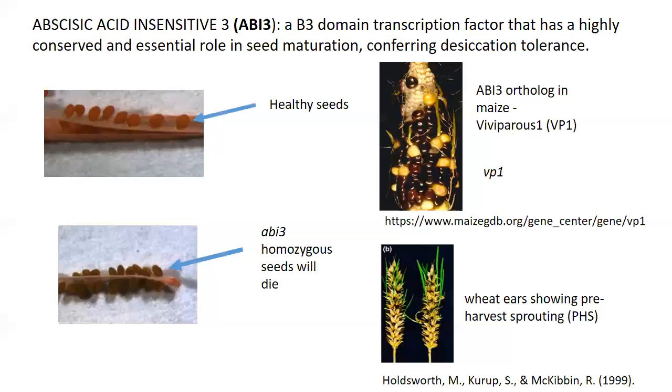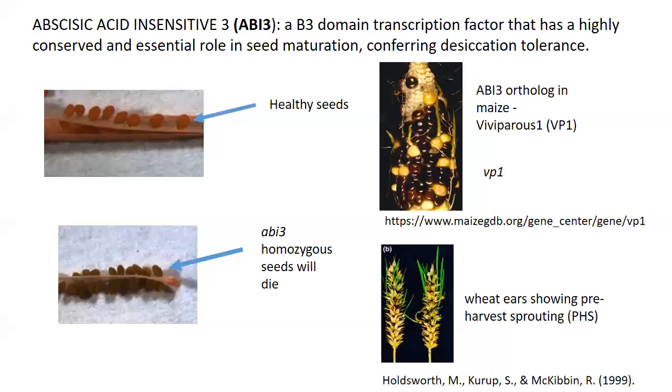I show the figure here. These are the seeds of Arabidopsis. This is a healthy seed. We can see it's brown. And when this ABI3 protein is removed, or mutated, in the plants, the seeds will die. It's because the seeds are not prepared for desiccation. In other words, the seeds cannot survive drying.